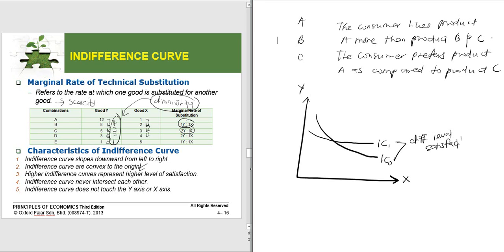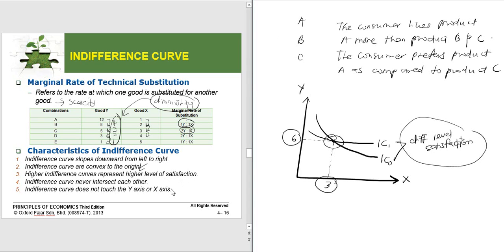So it is impossible that the same quantity of X and Y, let's say X here is 3, Y here is 6. So it is impossible that when you consume 3 units of X and 6 units of Y, it will give different levels of satisfaction. Okay, so that is not possible. Consuming one combination of product will give you just one level of satisfaction. So the indifference curves will not intersect with each other.